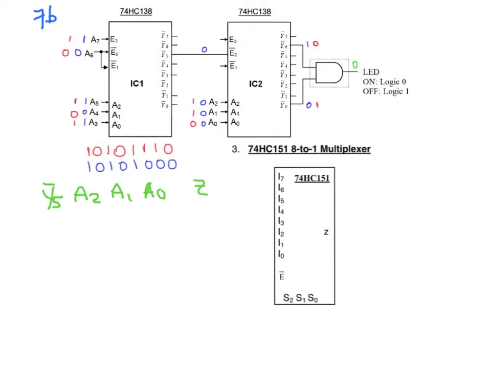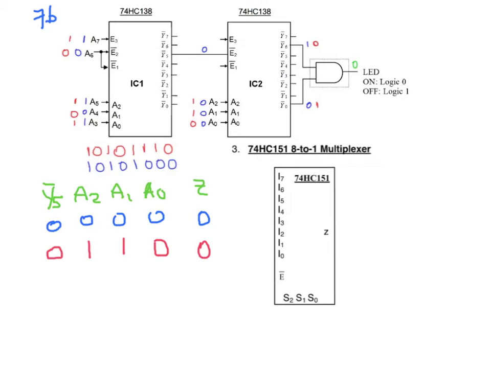Okay, so in this case, the output will be 0 if the input is 0, 0, 0, 0. So let us write down: output will be 0 when W bar is 0, A2 is 0, A1 is 0, and A0 is 0. But the output will also be 0 if the input is 0, 1, 1, 0. So let's write down 0, 1, 1, 0.